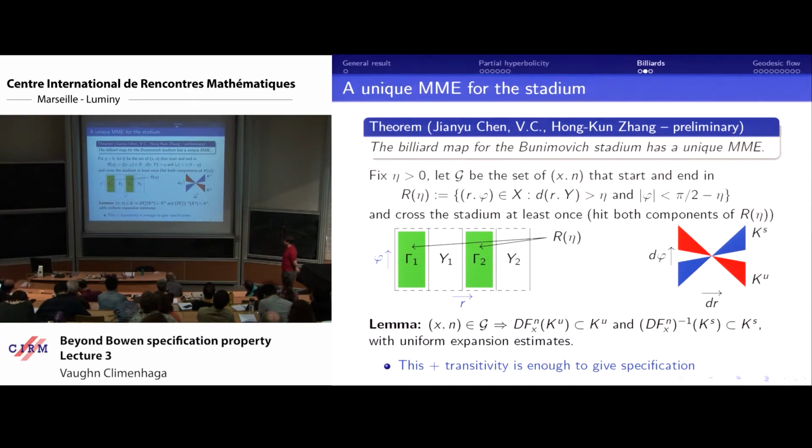So you have invariant cone families, you get uniform expansion estimates, and very briefly, without describing all the details, that together with transitivity is enough to prove the specification property for this collection G. And you basically use the same argument. So that tells you that there is a collection of good orbit segments. The next thing you need is to find a prefix-suffix collection to have a decomposition. And you need to say something about obstructions to expansivity.